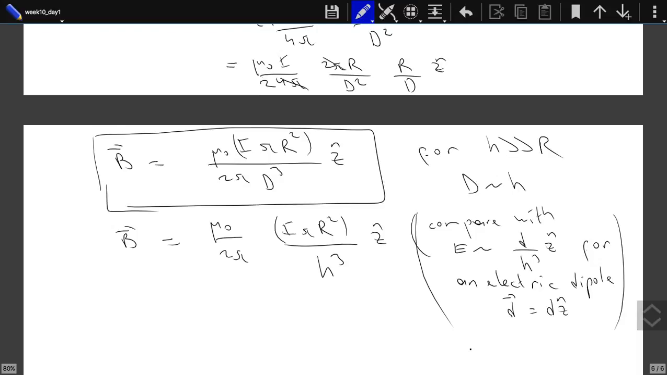So that is why we will be identifying this thing, I times pi r squared. This is a loop with an area pi r squared. This is the magnetic dipole moment. We will study this multipole expansion in the magnetic field case also in more detail later on, but this is just a place where we see this magnetic dipole moment.